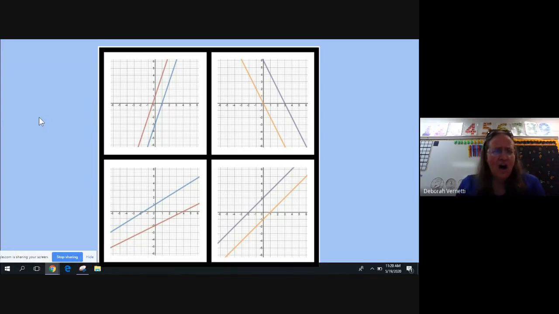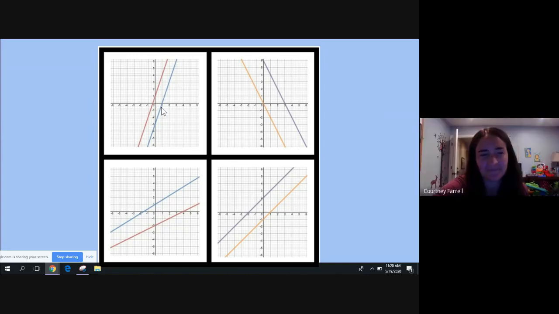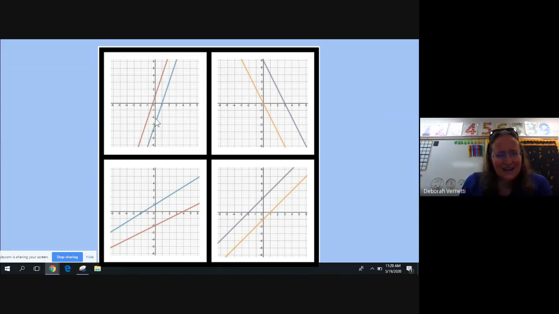Which one doesn't belong? So can I restate what I think I'm hearing? What Mrs. Farrell is saying is that all the other lines where they cross the axes happen on one of the whole numbers. But here, this red line is not crossing on the 0 or the -1. It's actually crossing just slightly below 0. So that is a reason why this one wouldn't belong.